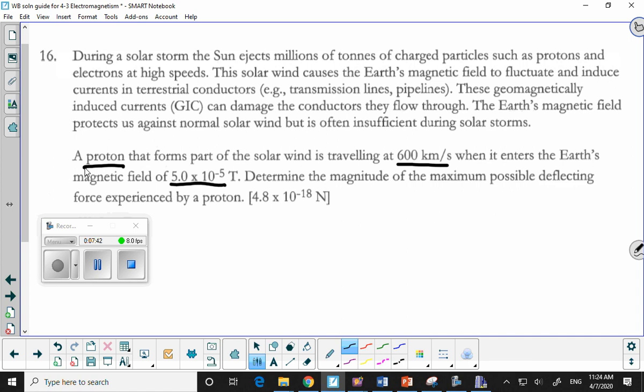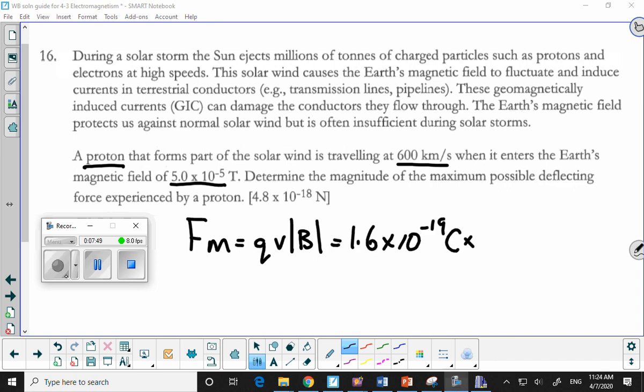So we're looking for FM. FM equals QVB. The charge of a proton, 1.6 times 10 to the minus 19 coulombs, times the speed. I like to just leave that as 600, so you're not messing with changing kilometers. There are 1,000 meters in a kilometer, so it's times 10 to the 3, so 600 times 10 to the 3, and that would have been meters per second.